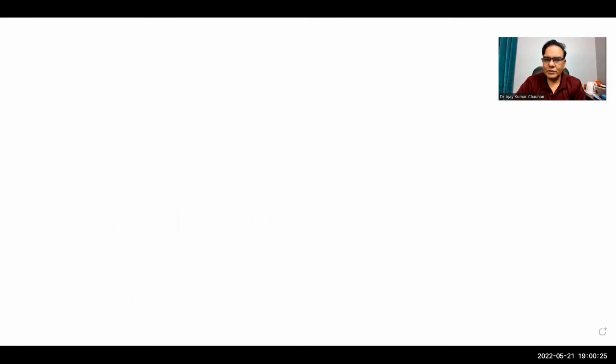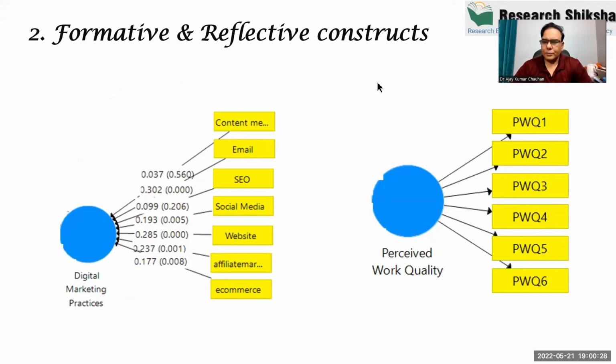Coming back to the slide, I hope you now have a clear-cut differentiation between formative and reflective. In formative, the construct is the result of different items. In reflective, the statements are the result of the construct. In this way, we define the formative and reflective construct. Now I'm going to tell you a very important point which also differentiates between a formative and reflective construct. So listen carefully.